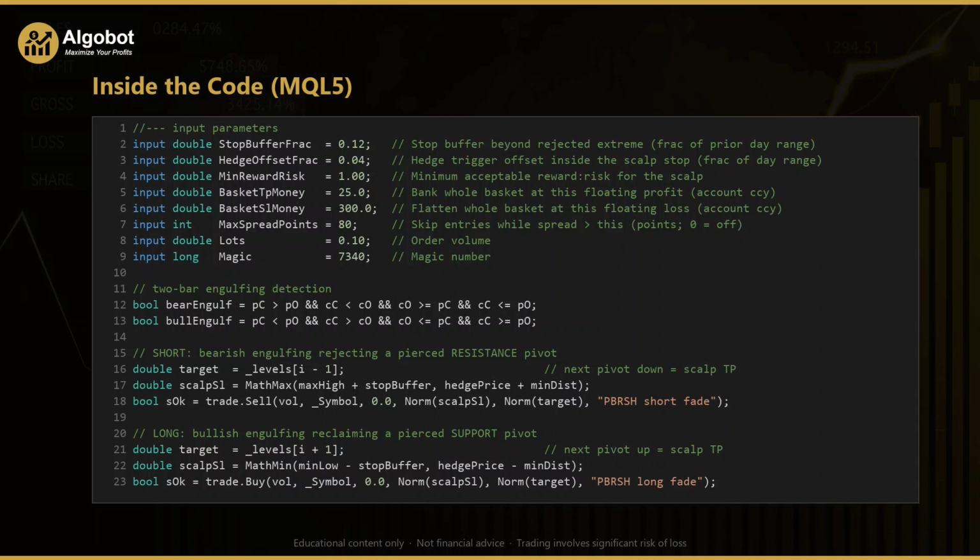Notice how both sides are perfect mirror images, same structure, opposite direction, and how the stop loss and take profit are passed straight into the order the moment it's placed. That's what keeps the logic transparent and fully rules-based. Every exit is defined the instant the trade is opened.